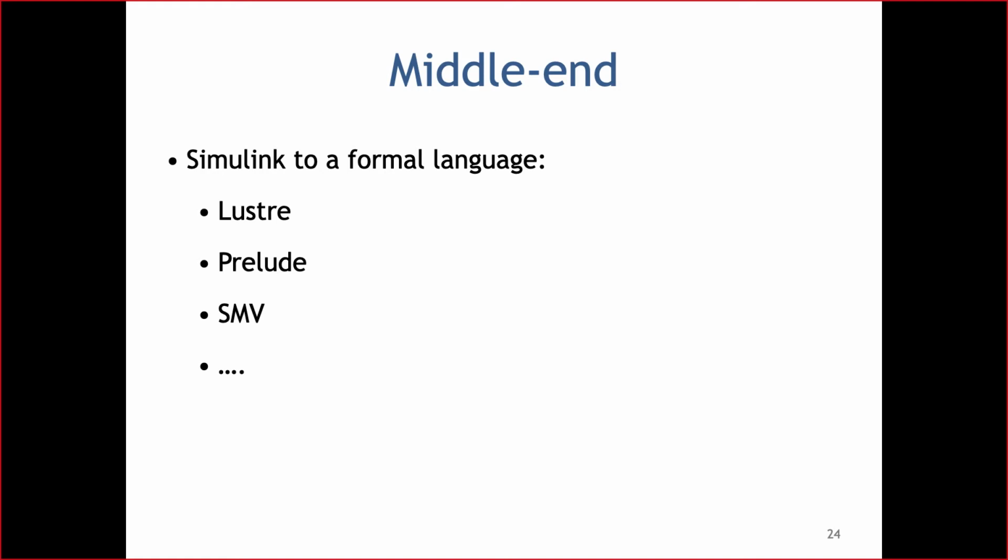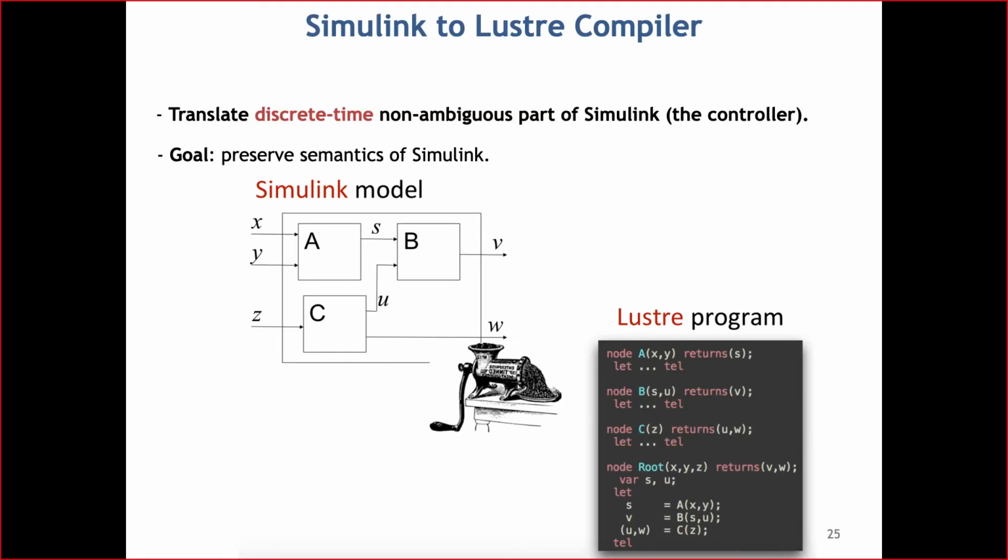In the middle end, for the moment, we support Lustre and Prelude. We are looking to support SMV. Lustre is very similar to Simulink. It's a flattened textual language, but you have a lot of similarities. If you have a Simulink subsystem A, then we have a node A in Lustre, which is like a function. It could be stateful, having memories, or not. You have inputs and outputs similar to a subsystem in Simulink. For example, in this figure, the root model has subsystems A, B, C, where B's inputs are the outputs of A and C. Similar to Lustre, you have a root node, which calls A and B, and then calls C.